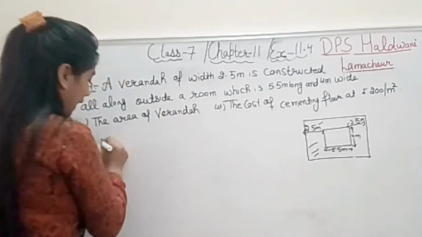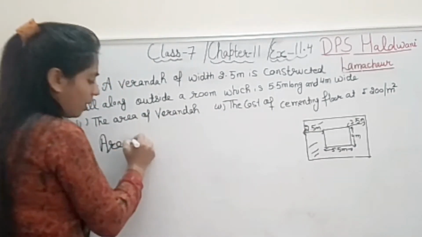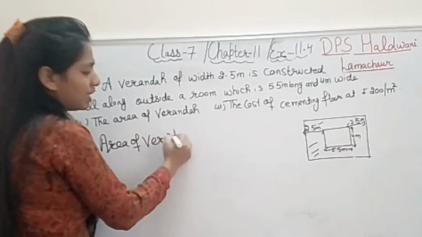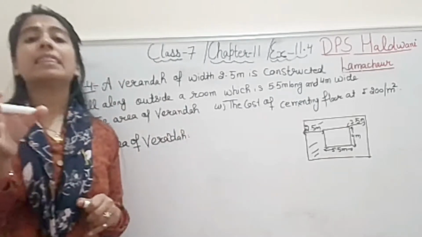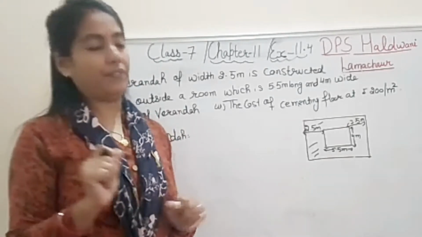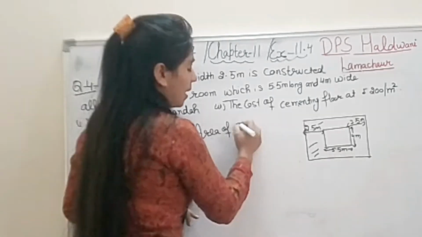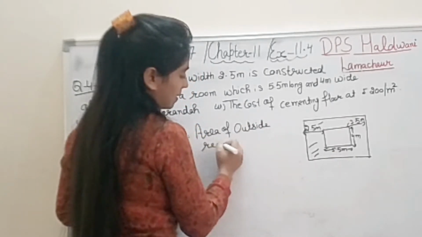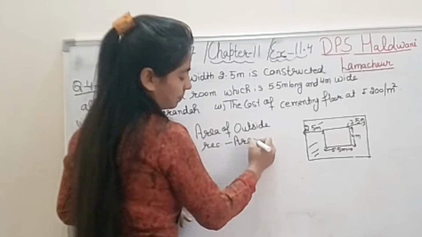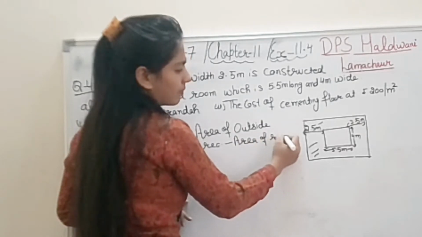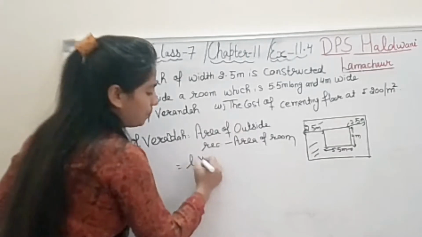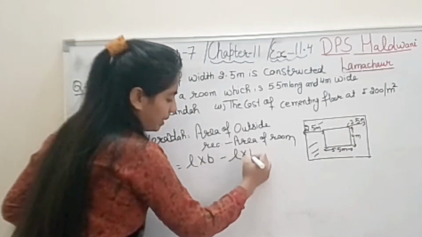So solution: the area of the veranda will always be, student, have you seen the same type of question? Just the wording and the formation of the question is different. Area of veranda is the outside rectangle minus the area of the room. Whatever you write, your choice. Area of outside L into B, inside room L into B.